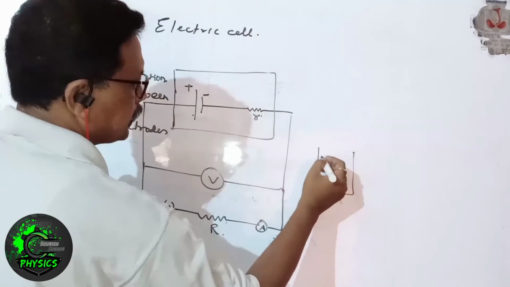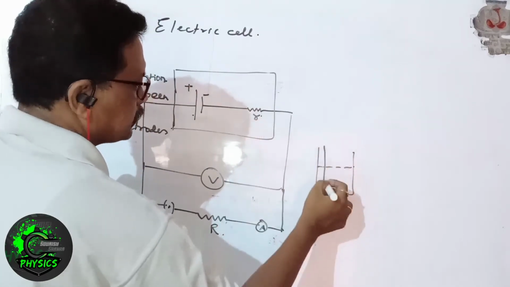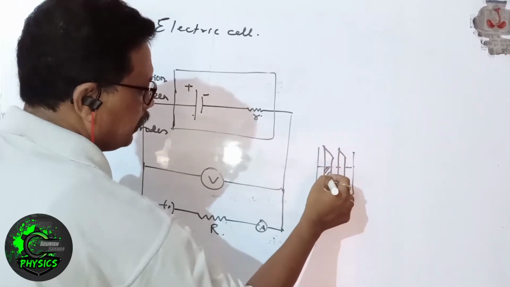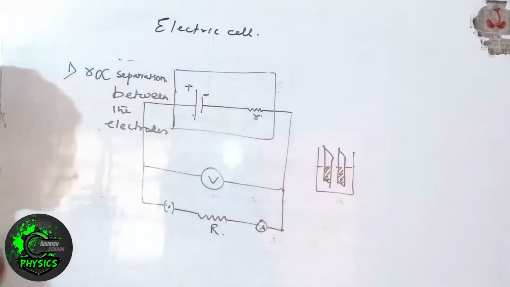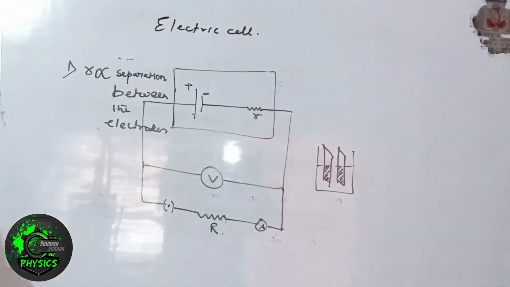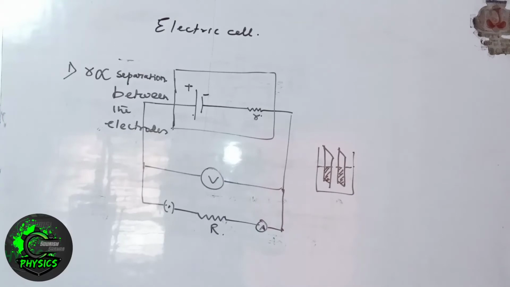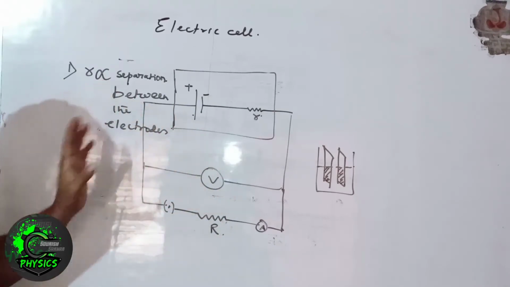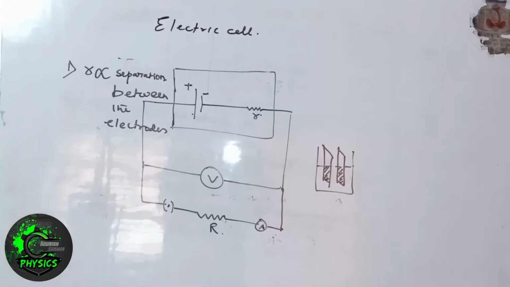For example, suppose this is a cell and this much is the electrolyte. This is one plate and this is another plate. So what area of the plate is inside the electrolyte? It depends on this factor, and how does it depend? Inversely proportional. It also depends on the nature, concentration and temperature of the electrolyte, and it increases with the increase in concentration of the electrolyte. So these are the three factors on which the internal resistance R of the cell depends.